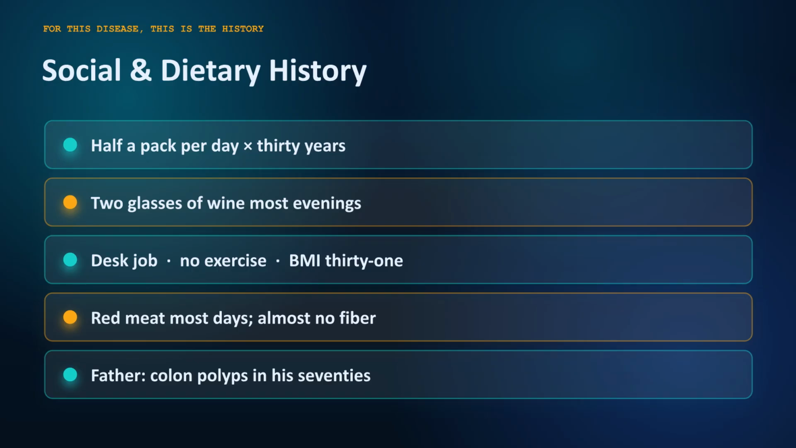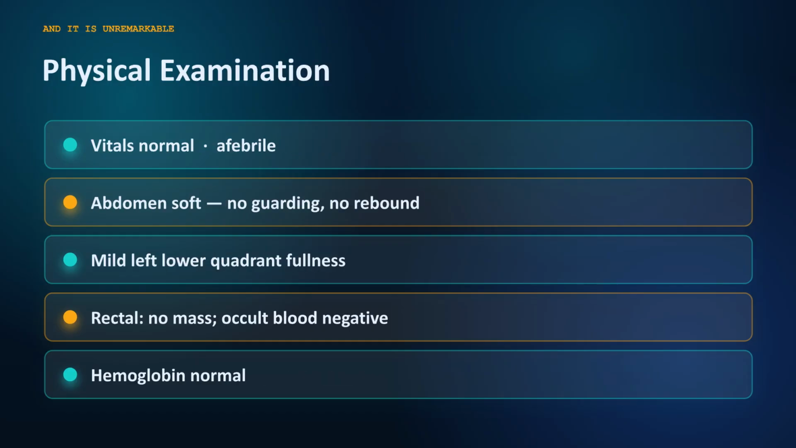It is nearly a complete list of the risk factors we are about to teach, every one of them modifiable but the last. Nothing on that list surprises him, but nobody has ever connected it to his colon. On to the physical exam.